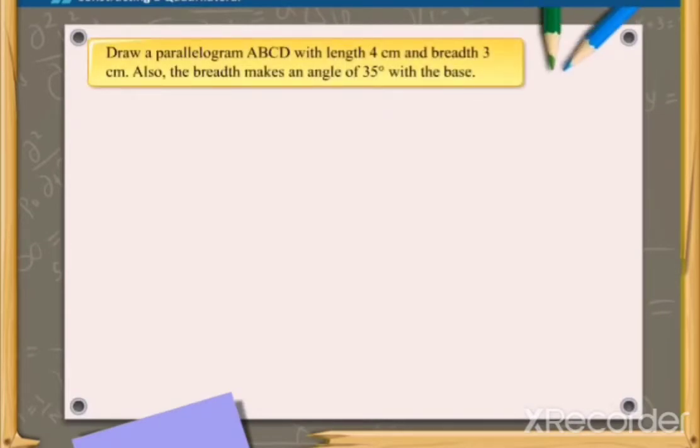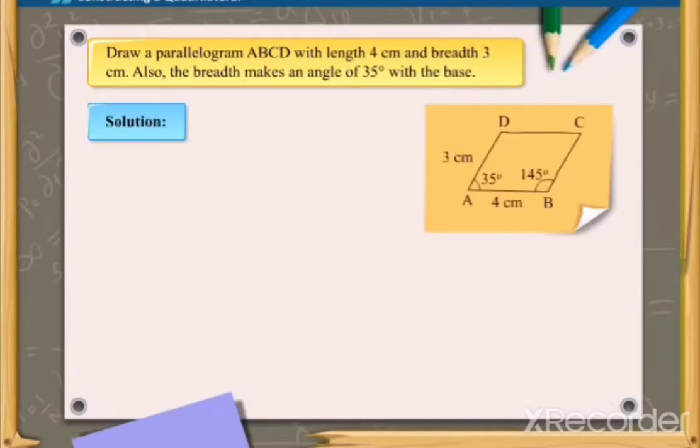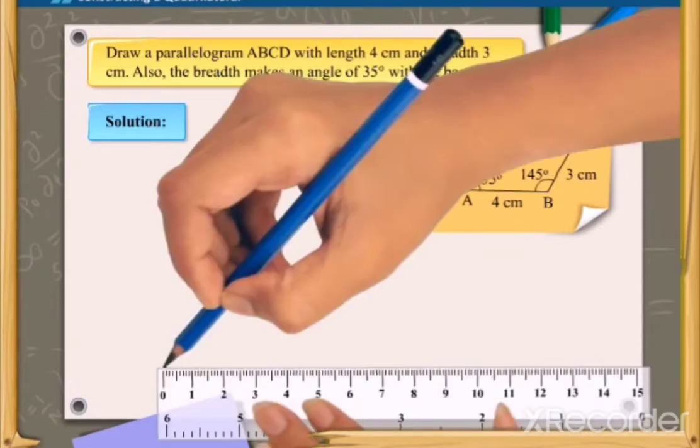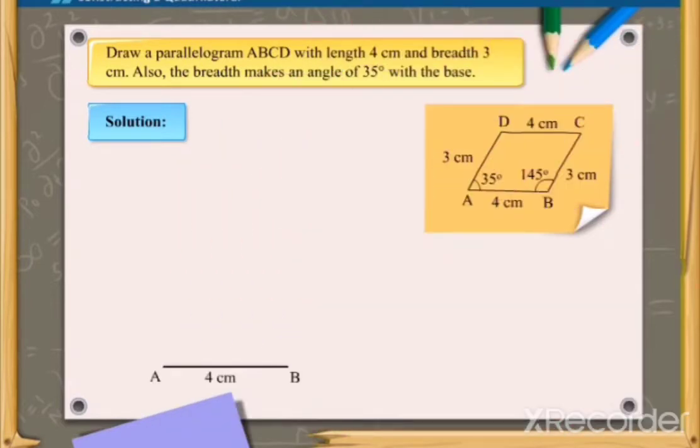We can also use protractors to draw angles of required measure. Let's now draw a parallelogram ABCD with the given measurements. First, we will make a rough sketch. Since the opposite sides of a parallelogram are equal, we get the measure of all four sides of the parallelogram. Now, draw AB equal to 4 centimeters.